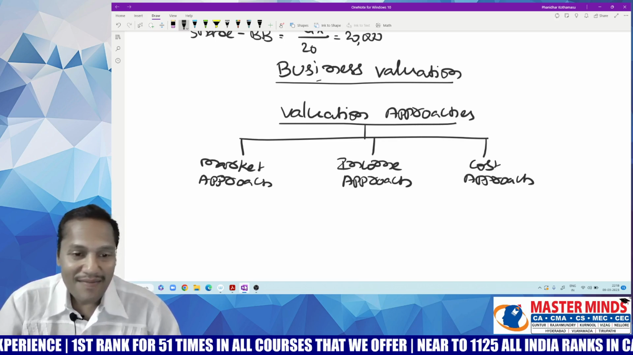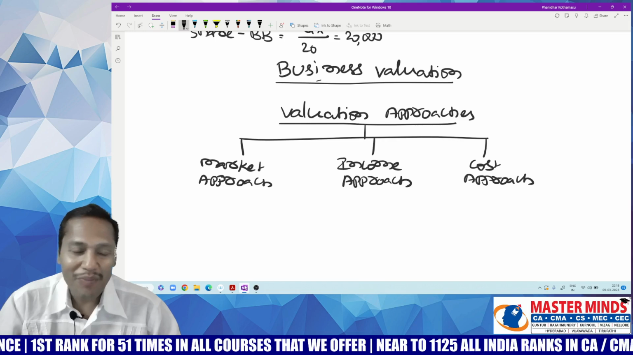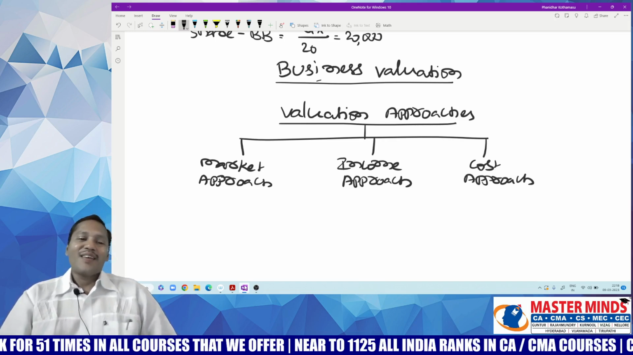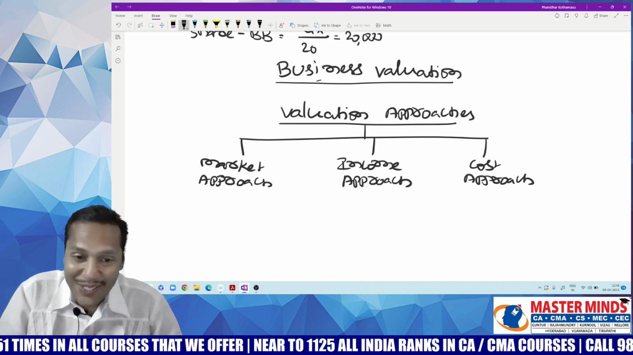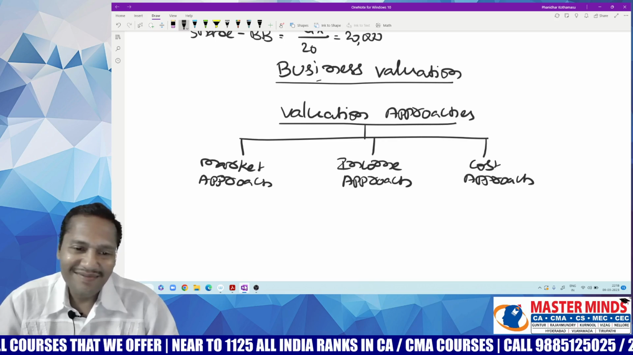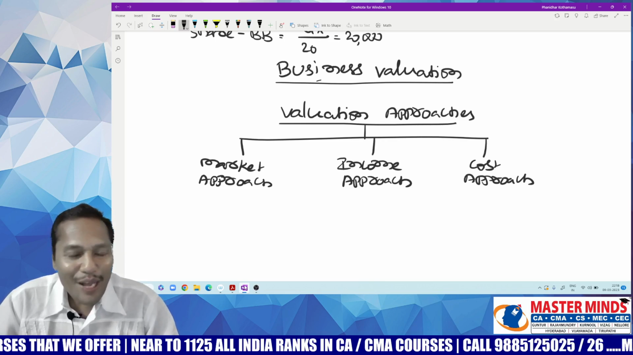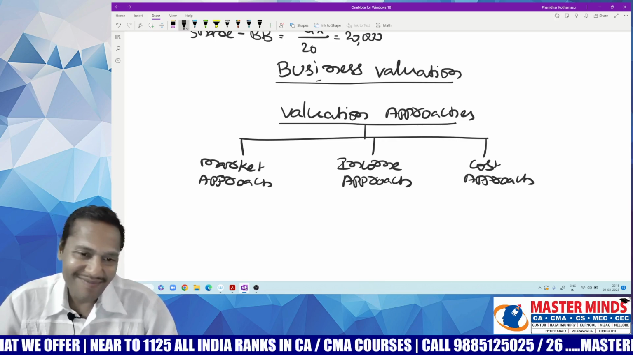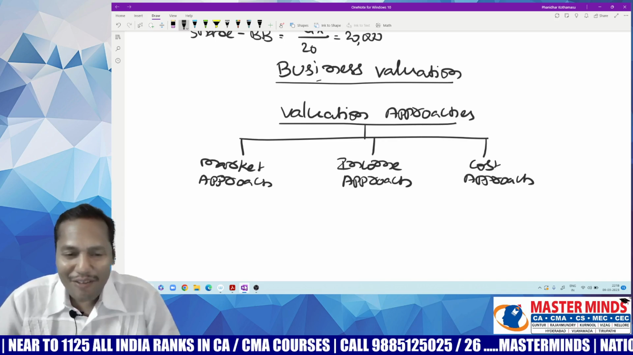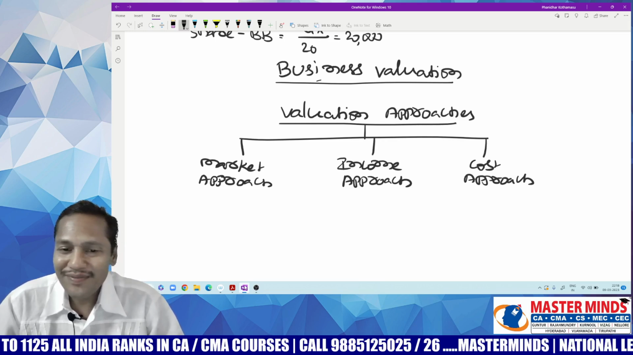Then, when the market approach is preferable: when the market value of the asset or the business is clearly available and a number of transactions are happening in the market of similar assets or similar businesses, definitely you can go for market approach.